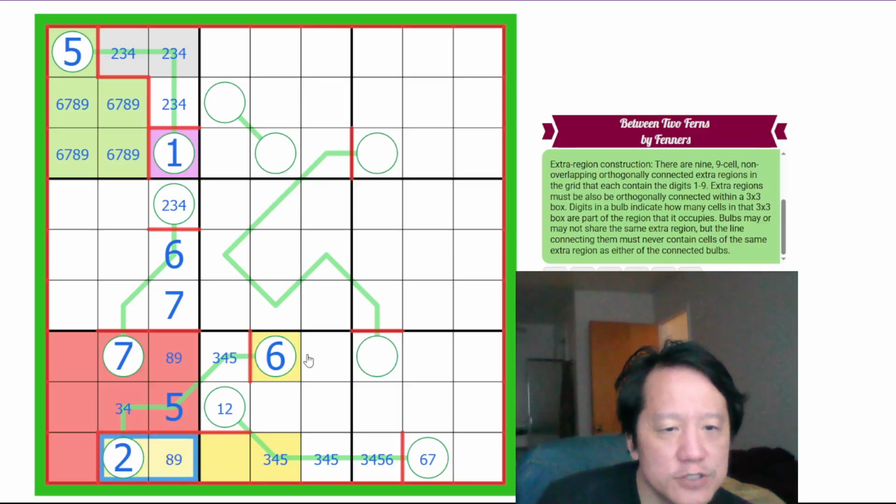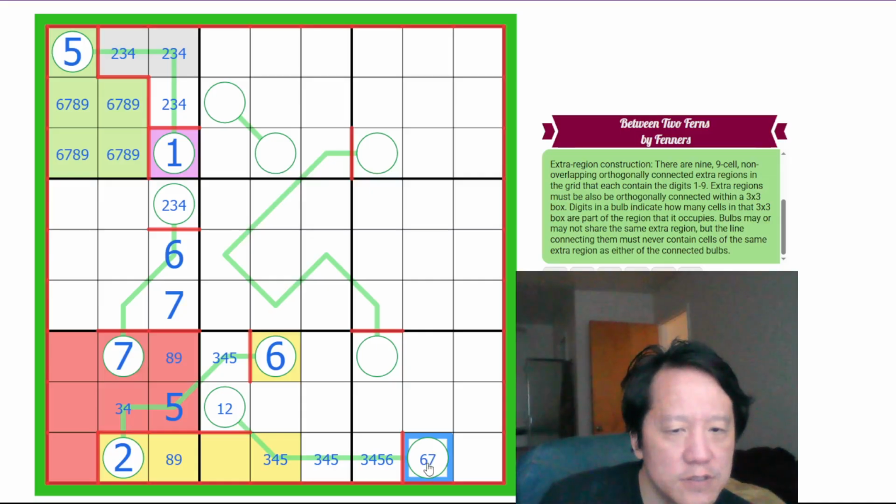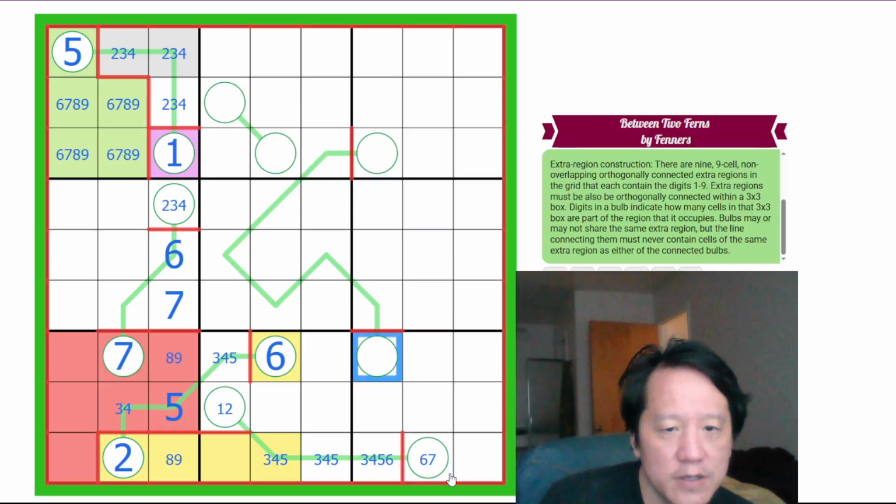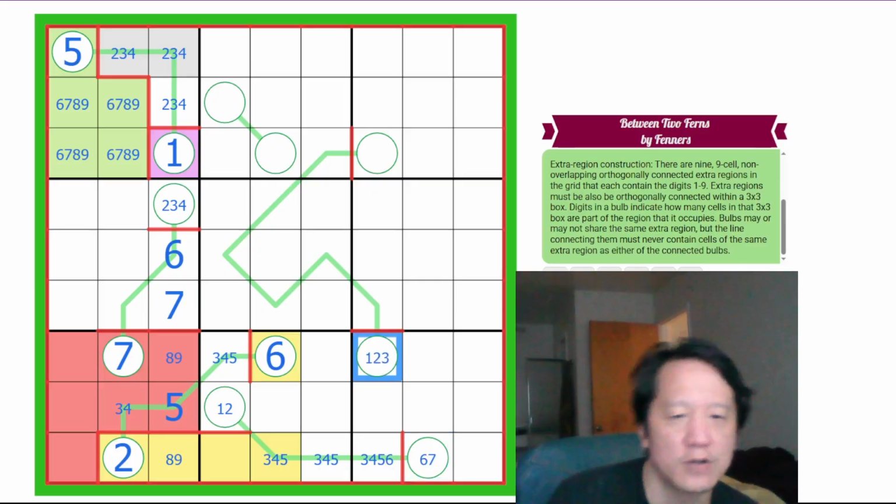So we have 2 digits here, 6 digits here, and then we could have 1 more. This has 6 or 7 digits. It does need to exit out. So it cannot do something like that, because it cannot be part of the same region as that. So this is 1, 2, or 3 here.